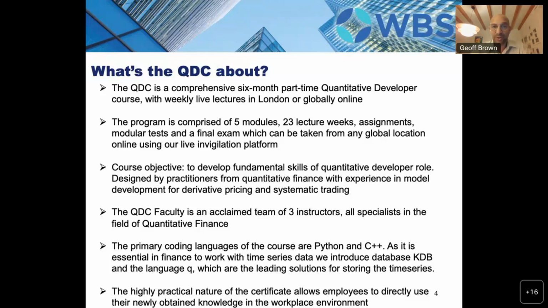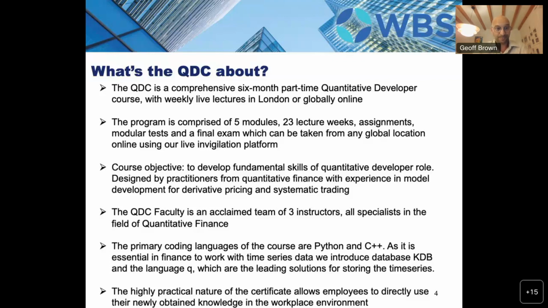Because it is dealing with multiple languages, it is theoretical to begin with, but there is a massive emphasis on the practicality of this course. So once you've done the QDC, in fact, even during the course of doing the QDC, you will be able to transition the knowledge that you've picked up from the program directly into the workplace. And that is our emphasis. This is a professional qualification. It's not an academic qualification.